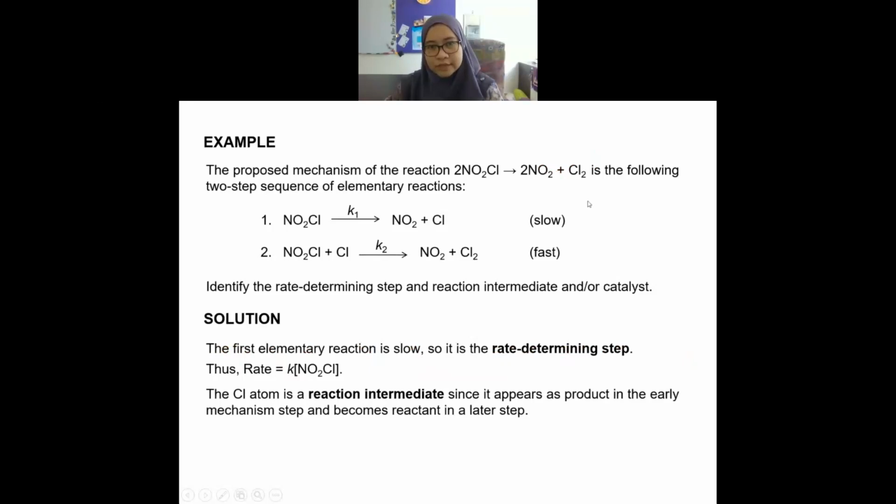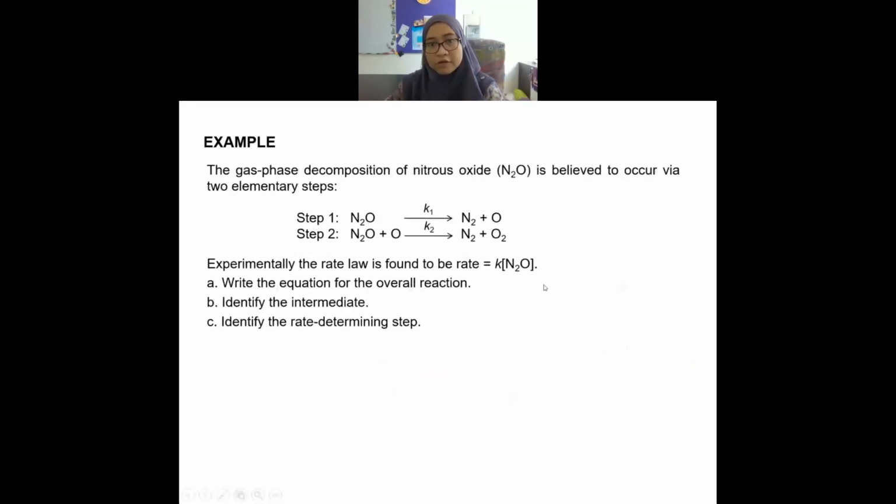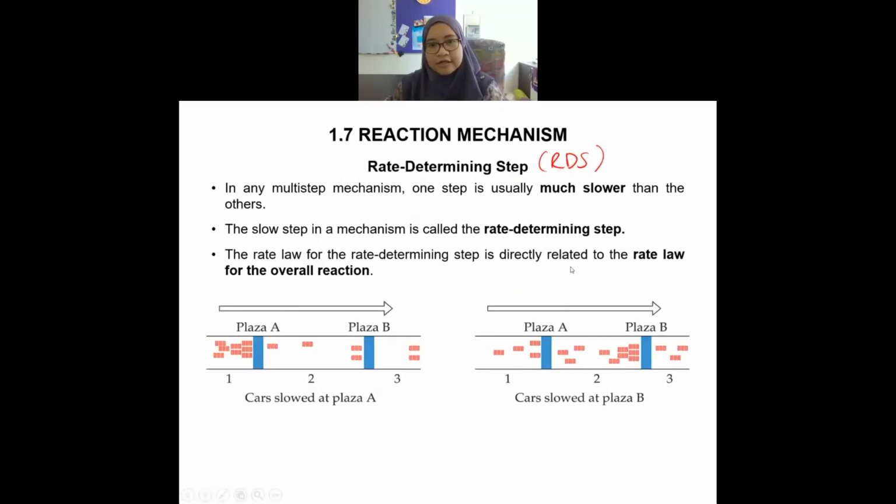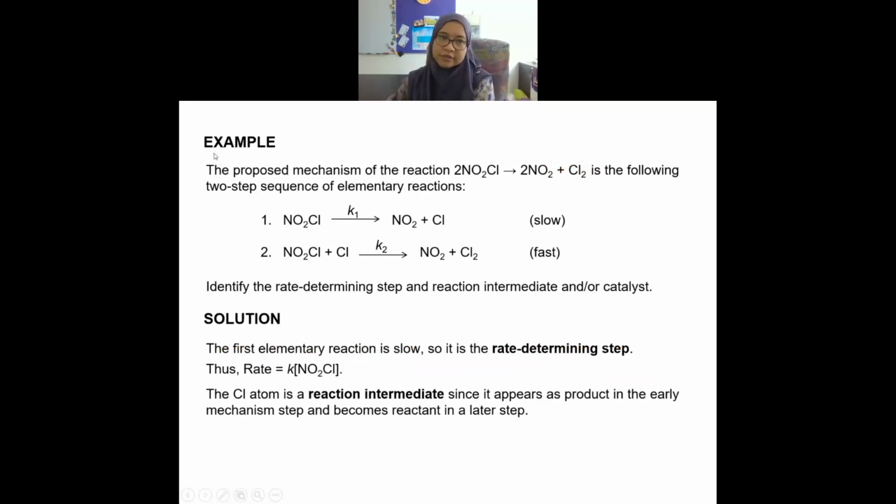So that's the key point that you have to take note of, the most important: the rate determining step is directly related to the rate law for the overall reaction. Okay, so look at the example. The proposed mechanism of the reaction is the following two-step sequence of elementary reactions. So these are the two elementary steps, number one and number two.